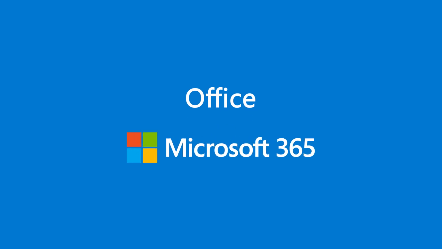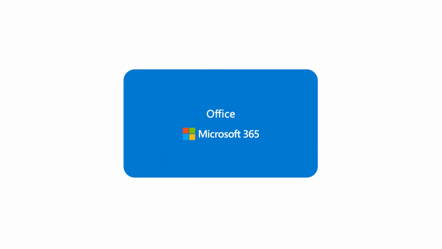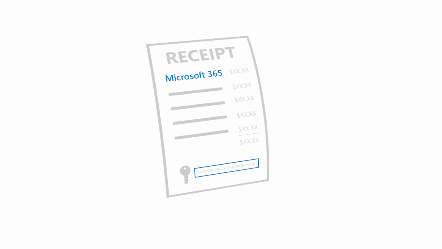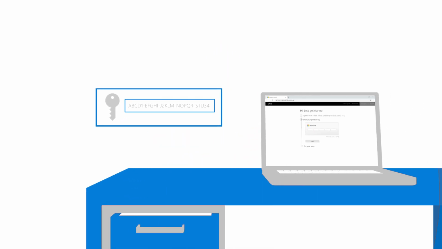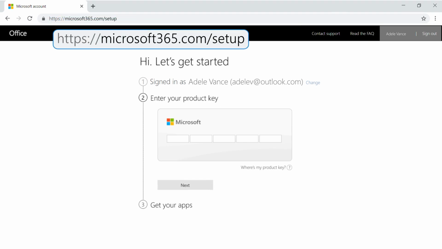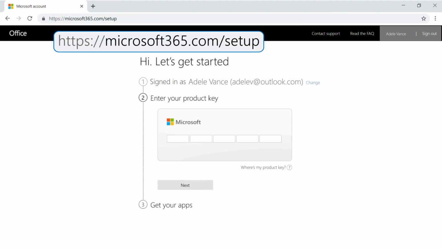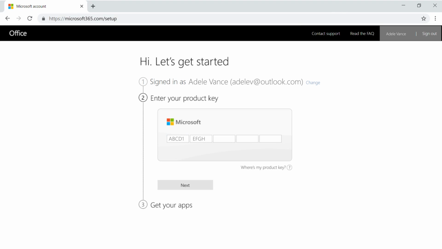licensed and activated. Today, when you buy the latest versions of Office or Microsoft 365, some stores provide a card with your product key on it. For other stores, your product key might be printed on your receipt or sent in email. Once you have your product key, you enter it at microsoft365.com/setup, and your new Office product is added to your Microsoft account.